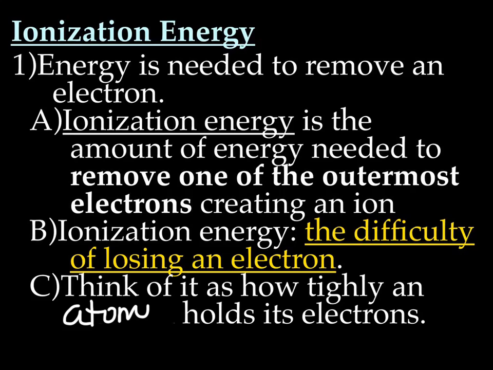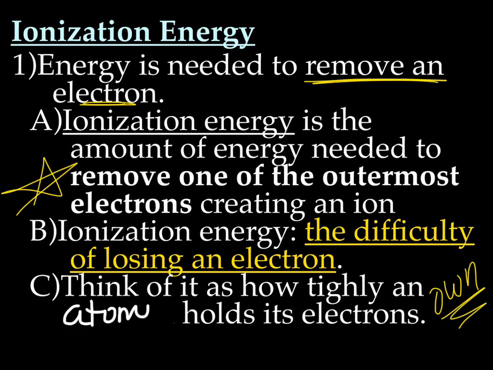All right. So ionization energy is the energy needed to remove an electron. Okay? It is the amount of energy needed to remove one of the outermost electrons, creating an ion. Those are the valence electrons, right? Outermost electrons, valence electrons. Ionization energy is the difficulty of losing an electron. Think of it as how tightly an atom holds its own electrons.